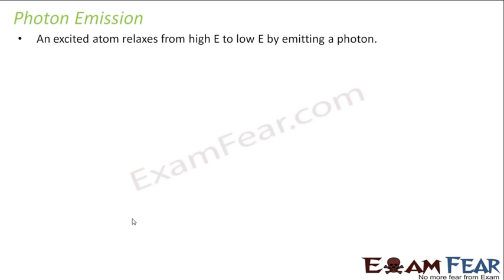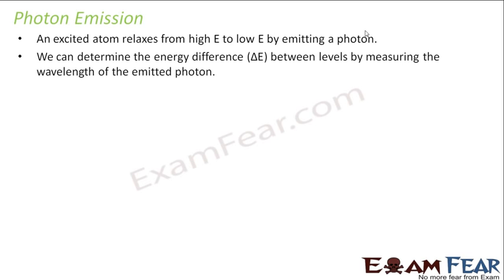But now let's see what is photon emission. So an excited atom moves from high energy to low energy, and this emits a photon, and a lot of photons make a spectrum, right? And then we can determine the difference of energy between the levels by measuring the wavelength of the photons emitted, because delta E is nothing but hc by lambda, which we have learned. If you know this wavelength, we can find the difference in energies of two different levels by using the formula hc by lambda.